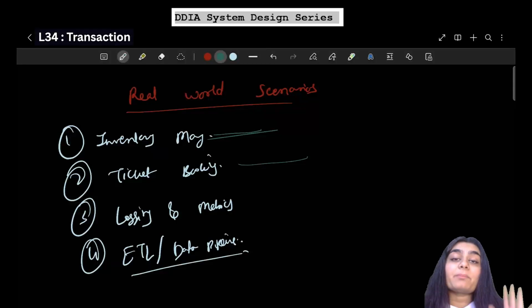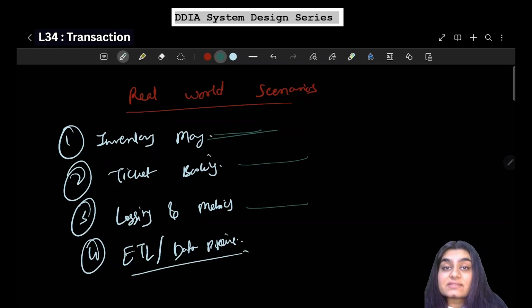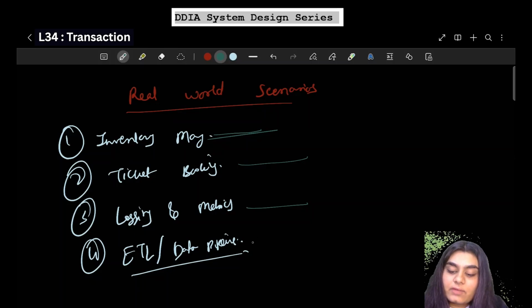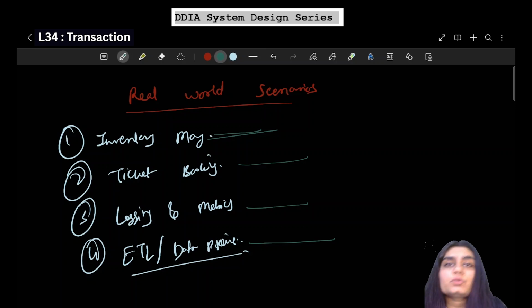Also, in logging and metrics, even systems like logging events can use transactions if multiple records must be synced, though often logs are just appended, which is naturally atomic in a single write. And in ETL, when moving data in batches, you might use a transaction to guarantee that all the pieces of data for a batch are loaded, or none if there is a failure.